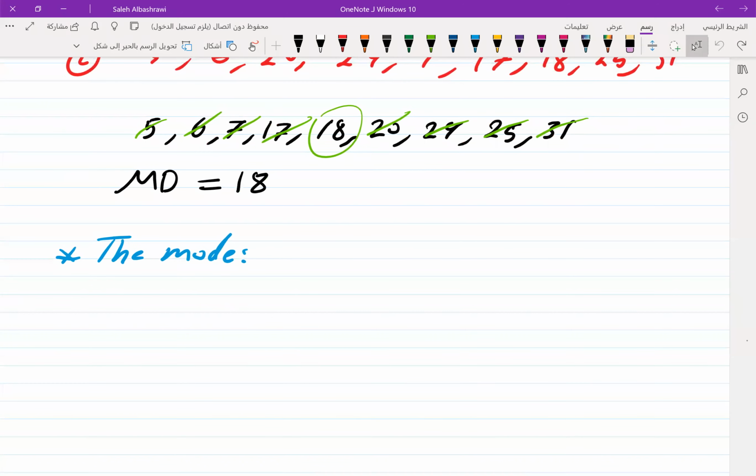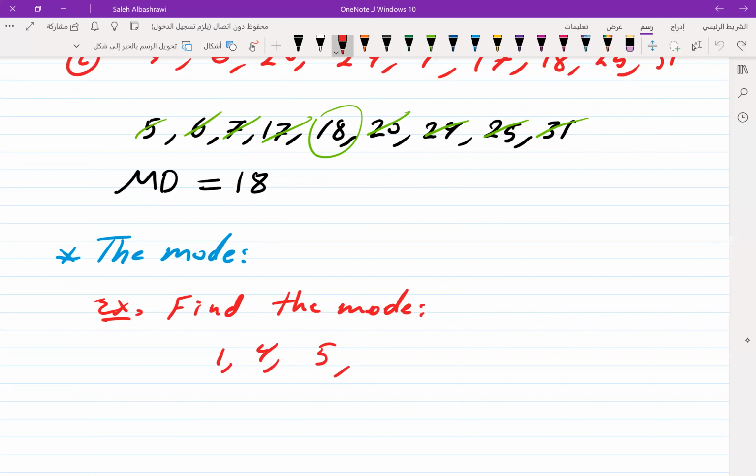For example, let's find the mode of the following: 1, 4, 5, 2, 3, 7, 8, and 21. So we have this set of values, and we need to find the mode.